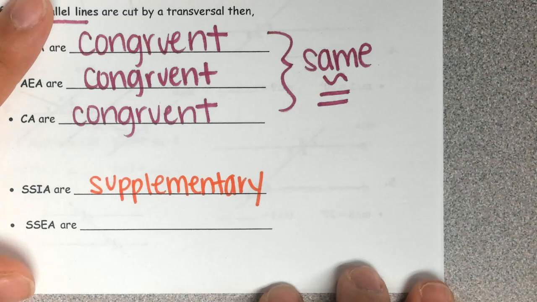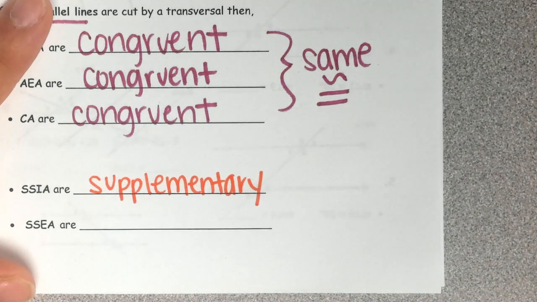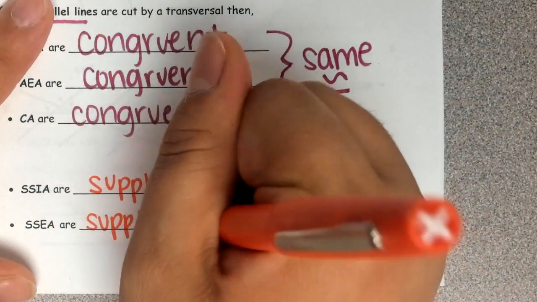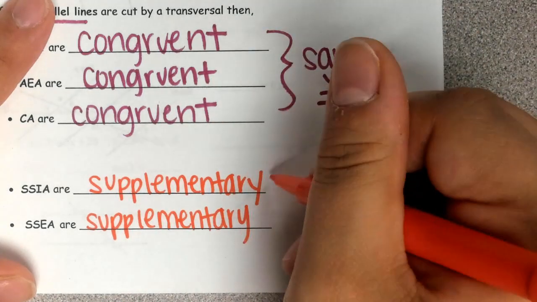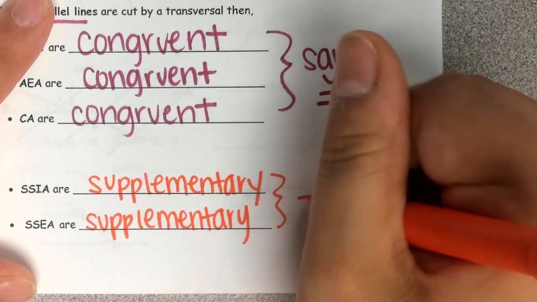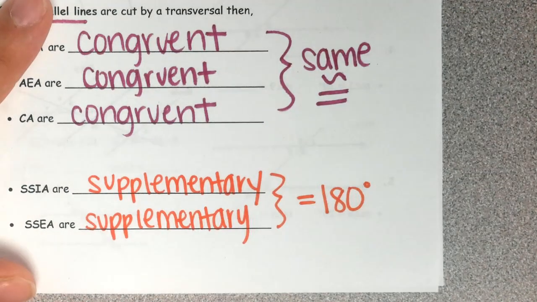Write this down, please. SSIA is supplementary. What about SSEA? Look at the same side, outside. They're also supplementary. And for those of you that don't like math words necessarily, what does supplementary mean? These equal 180. Uriel, write that down.